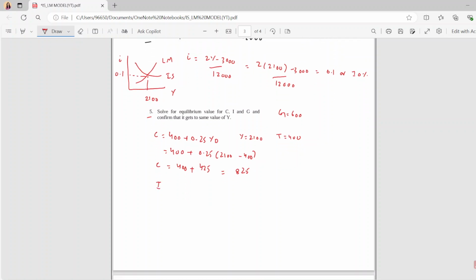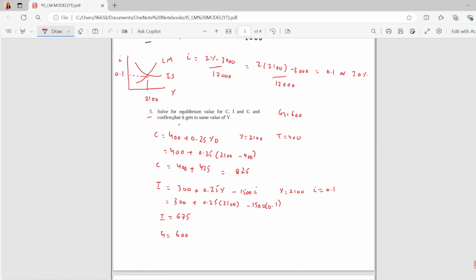Moving to the investment part. The investment function was 300 plus 0.5y minus 1500i. Now we do know that y is 2100 and i is 0.10. I'm going to put these values inside this equation and simplify. 2100 minus 1500 times the interest rate, which is 0.1, and by simplifying we'll get investment as 675. Government spending was already 600.